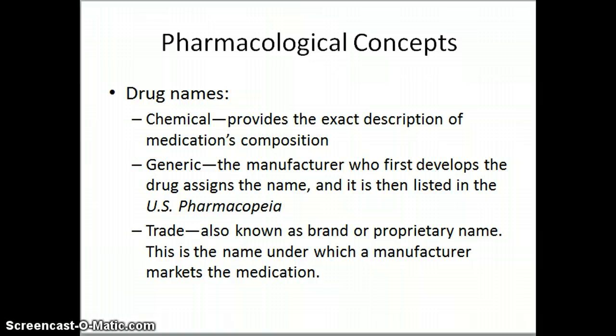Our concepts then come with the drugs can have three different names. It has the chemical name, the generic name, and the trade name. Very seldom do nurses know the chemical name. It's usually very long and complex. A generic name, an example would be acetaminophen, and then the trade name is very common and usually easier to spell, which would be like Tylenol.